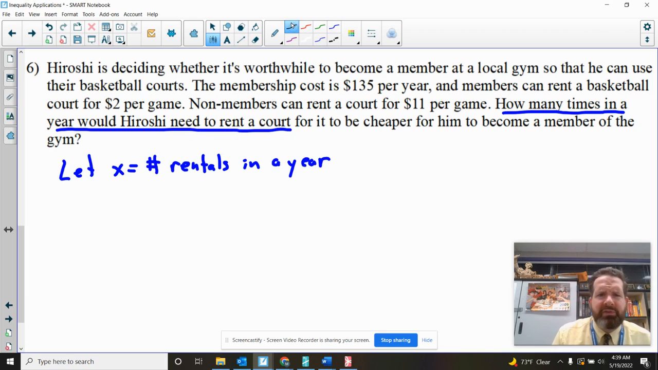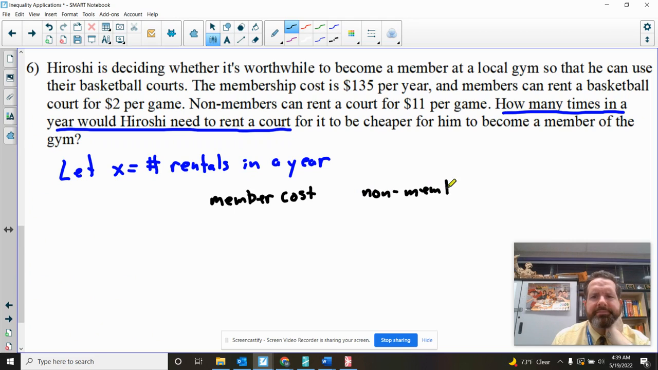Now, I want to think about this very broadly first. So I'm going to write out here in words. Here's what we're comparing. We're going to compare the member costs to the non-member costs. And here's what we're looking for. I want it to be cheaper. Cheaper meaning less expensive. So that means I want the member cost to be below the non-member cost. So the member cost below that non-member cost.